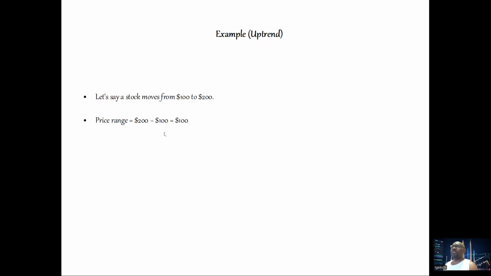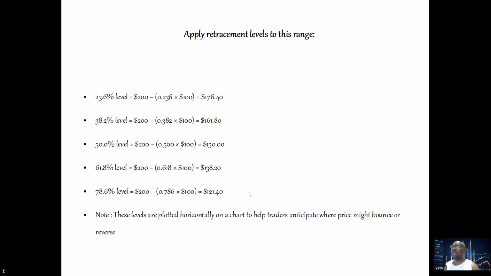Or if you want to say, okay, 200 to 300, the price range is 200. So you must have a price range. Why do we say price range? Price range means from where the price originated, that is the bottom, to the high where the price got to, that is the top. That is, let's say, from 100 to 200, before you start coming down. I hope you are making sense. It's very simple.